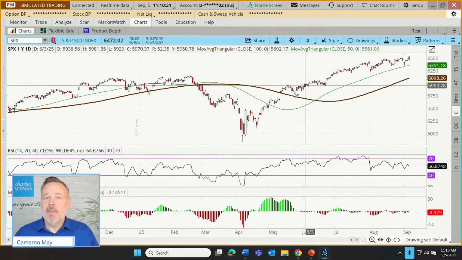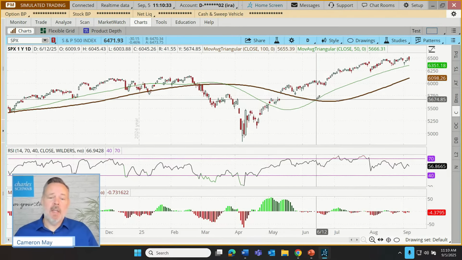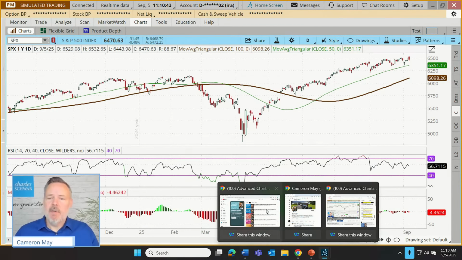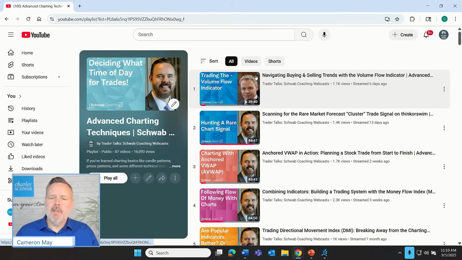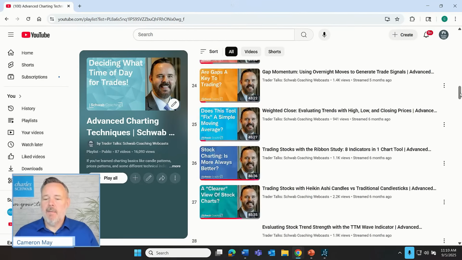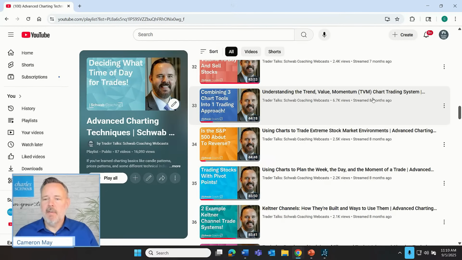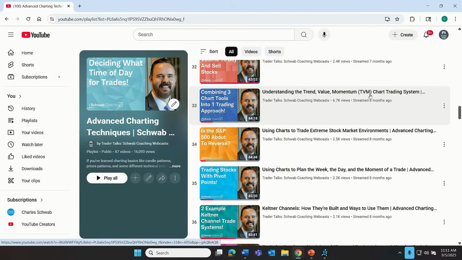Now, I'm going to park those there for just a moment, because if you weren't here when I explained how this system is built and used, that can be a little bit of a disadvantage, but that is also archived. So we could come here to this list of archives for the series. We can scroll down. This was actually discussed about 8 months ago. Here's 7 months, 8 months. There's our Understanding the Trend, Value, Momentum TVM chart trading system.